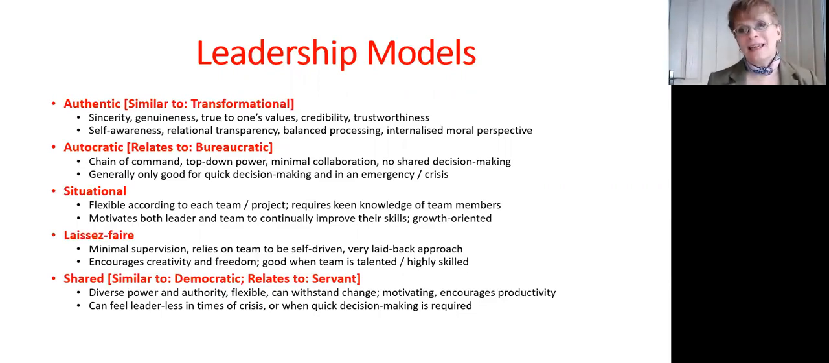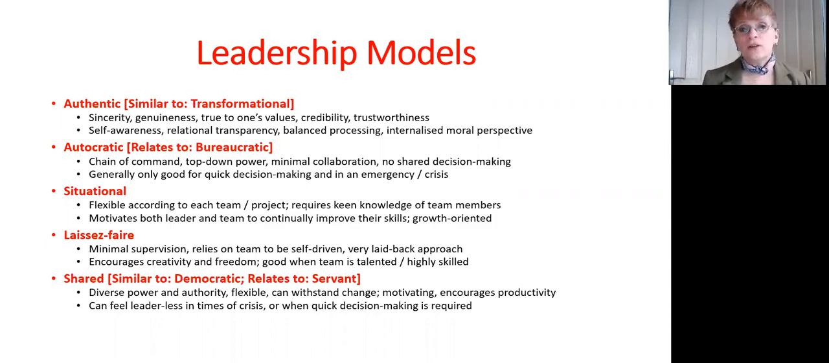Laissez-faire, or laid back in common casual English, is a minimal supervision. That's kind of the opposite of autocratic, which holds all the power. It's very good for creativity and freedom when your team is very talented, very skilled, and all you need to do is just be the conductor of the orchestra, the one who just keeps everything going smoothly. This will work in that case. Otherwise, it's usually not enough supervision, and it requires that everybody on the team be highly self-motivated. So it's good in certain situations.